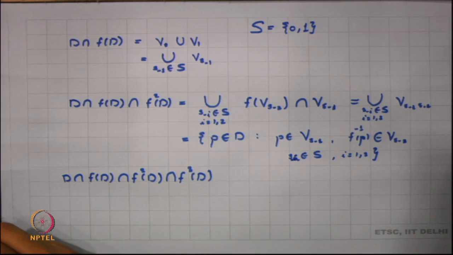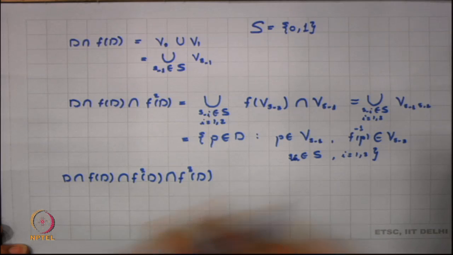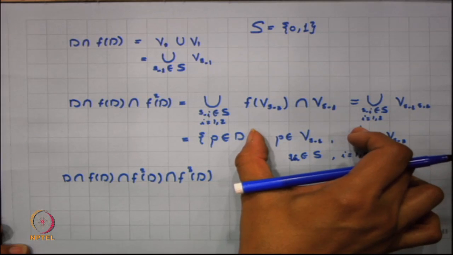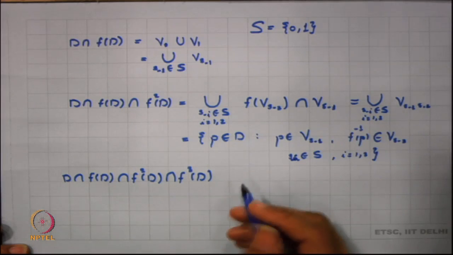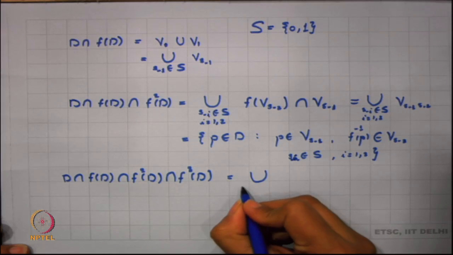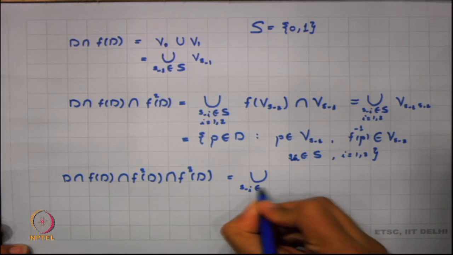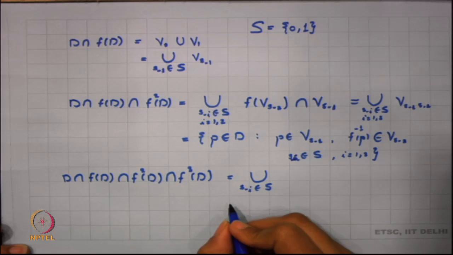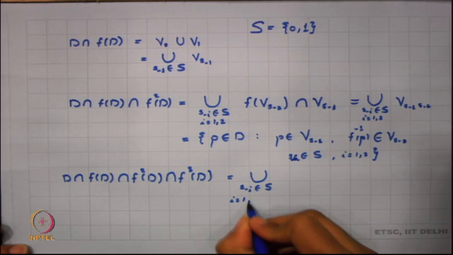Again, I know that it will be D intersection F of this part. So, I can say that this is the union of S minus I belonging to S, where I goes from 1, 2, 3.